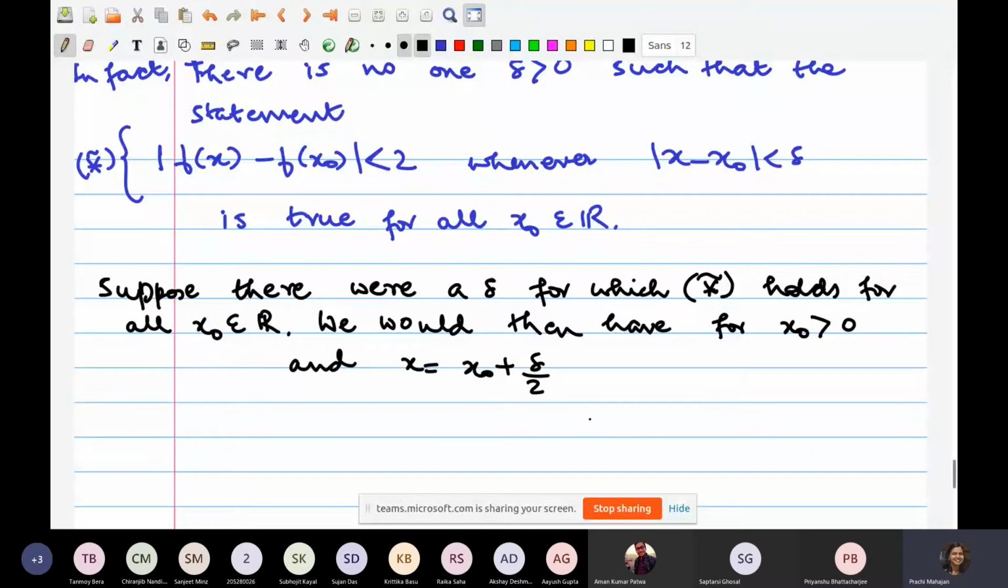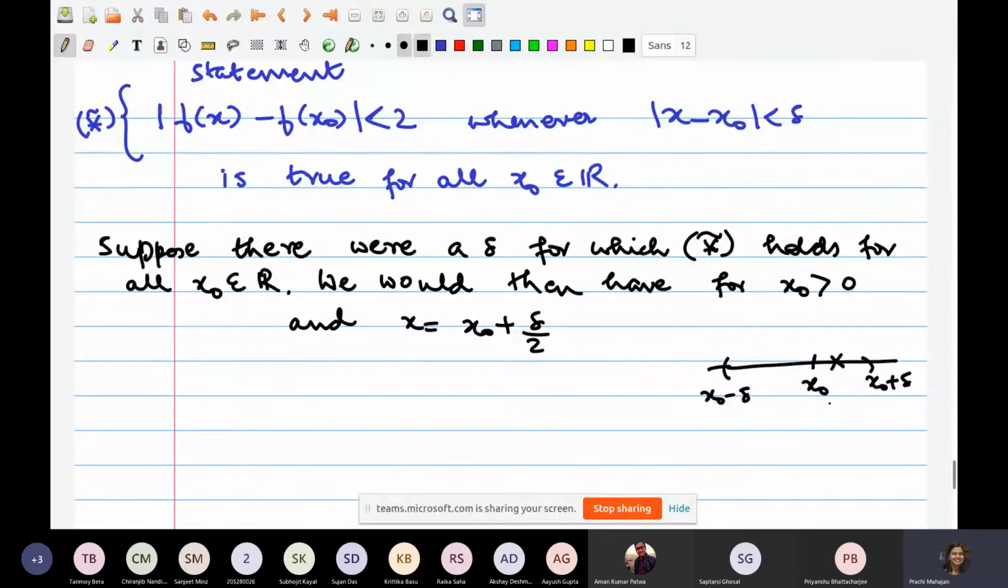What am I doing here? I am picking x, one example of a point in the delta neighborhood of the point x0. We assume that statement star tilde is true, so there is a delta, and I am looking at a point here, x0 plus delta by 2, looking only at positive delta for now. Let's look at one such point in this delta neighborhood and compute.